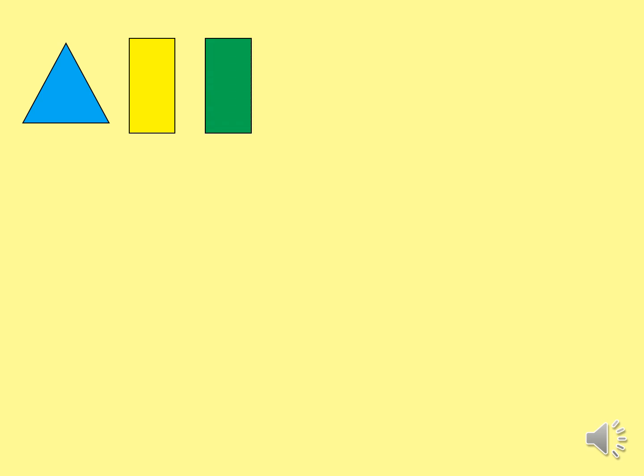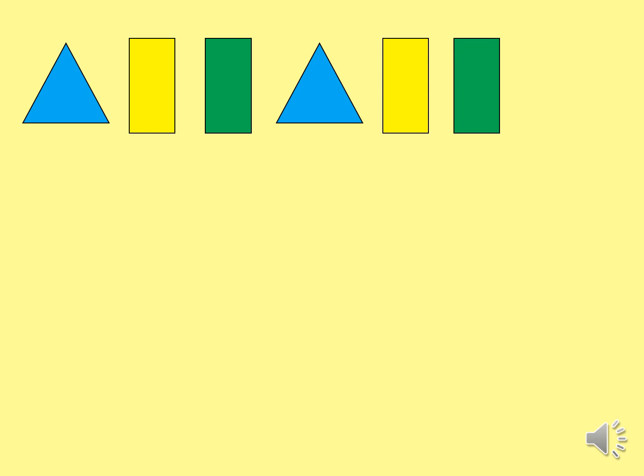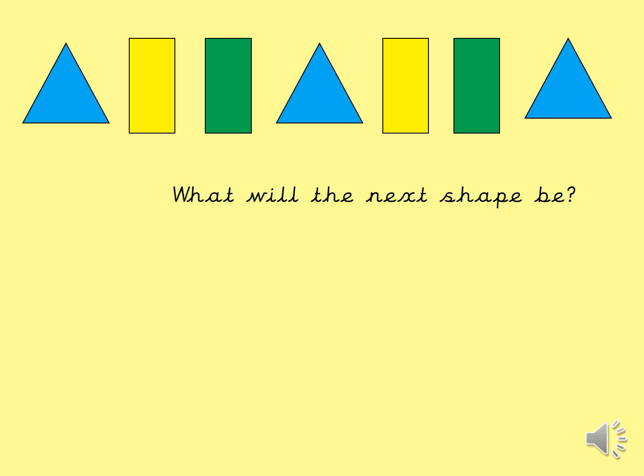Let's try another one. Blue triangle, yellow rectangle, green rectangle, blue triangle, yellow rectangle, green rectangle, blue triangle. What will the next shape be? Pause the video and draw the next part of the pattern. That's right, it was a yellow rectangle.